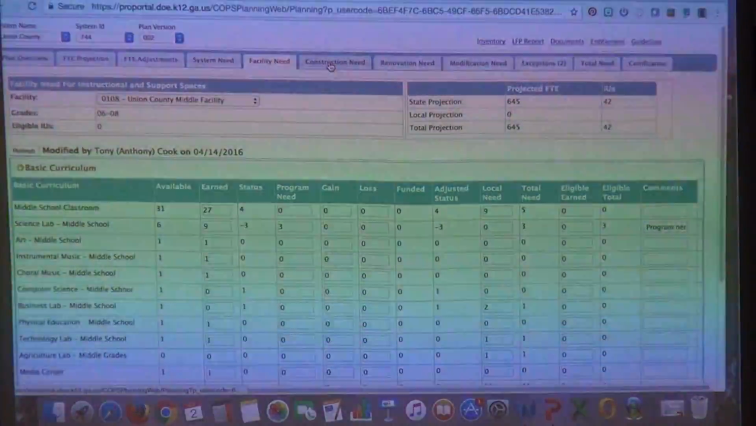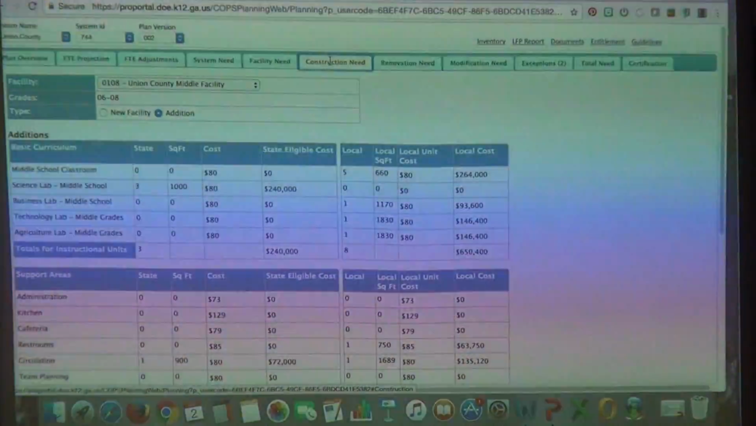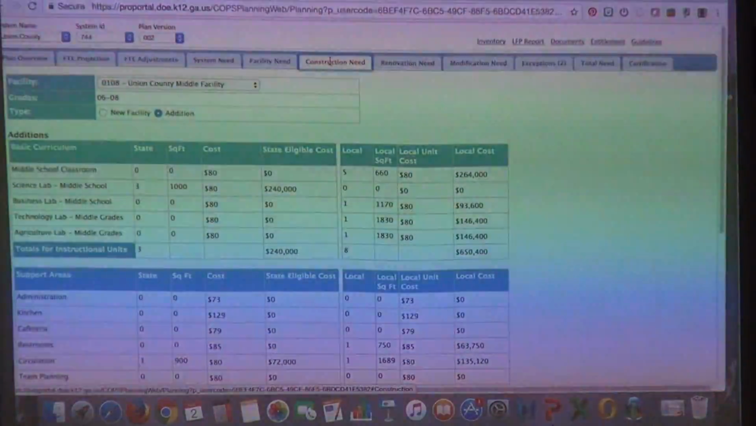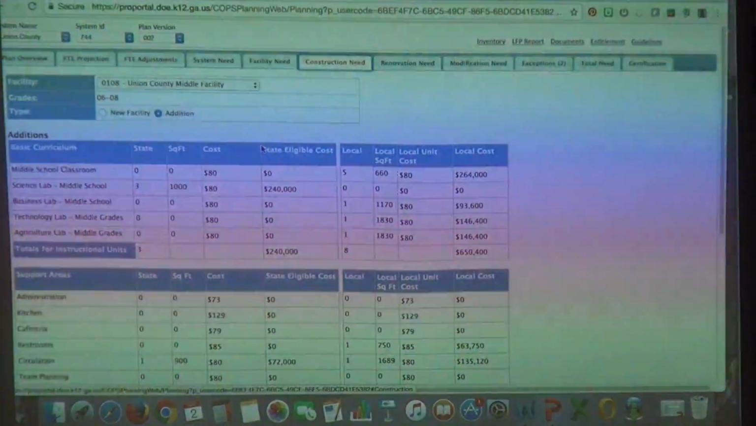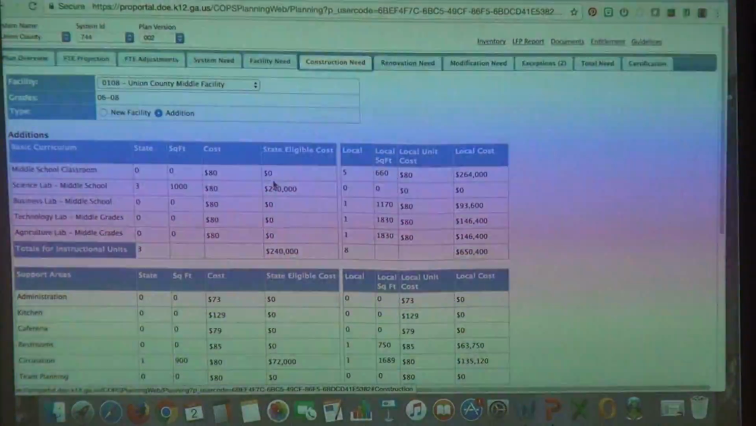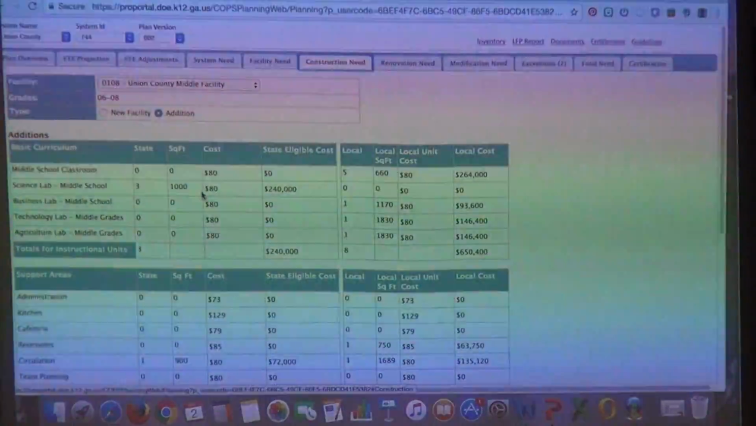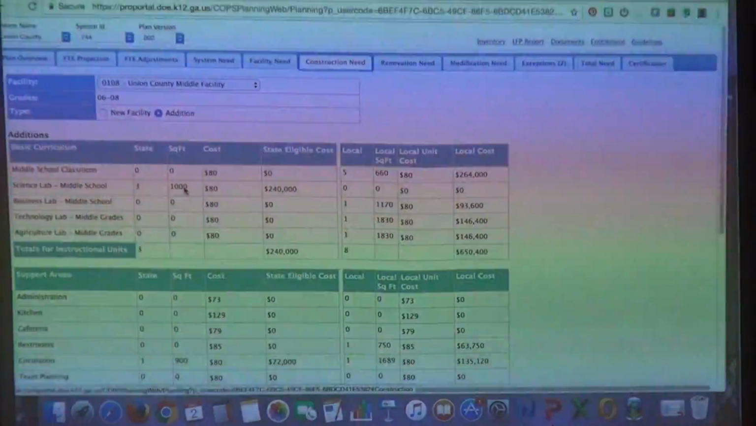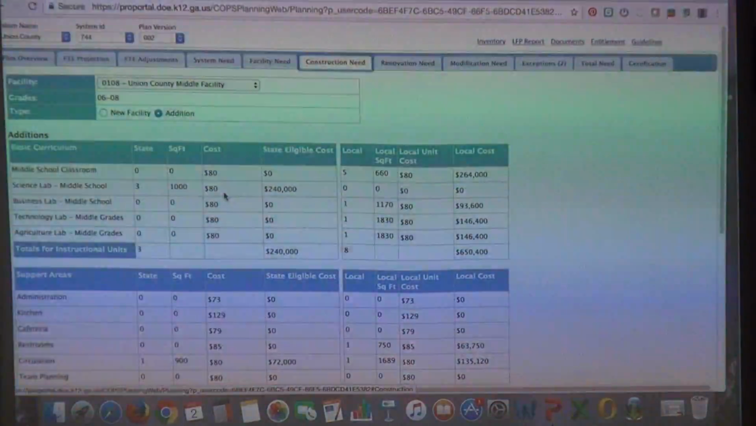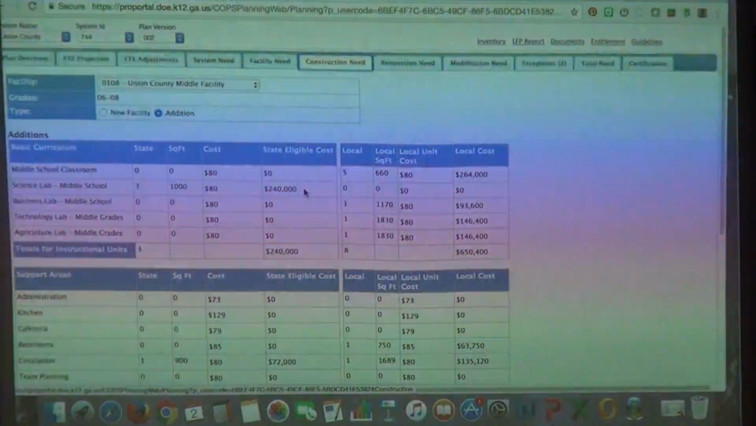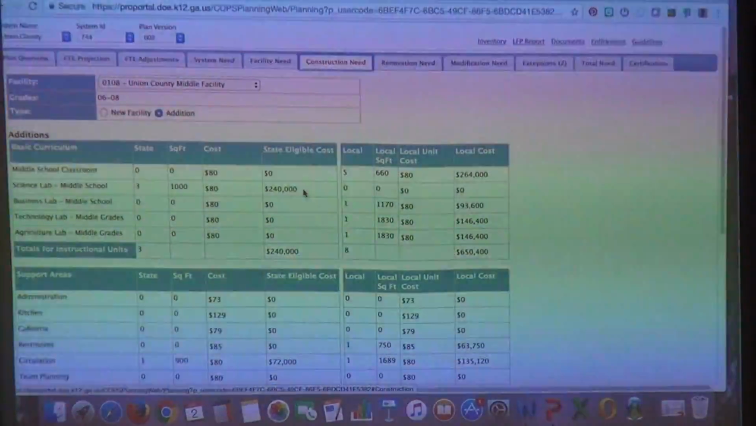And then you'll see at the middle school, there will be a construction need tab. Most of the time, all these numbers, the state and the square feet and the cost and so on, well, the cost is always going to be there, but these are always going to be zeros. But since you have a program need at your middle school, you have a need for 3 science labs of 1,000 square feet each. The state allots $80 per square foot for the cost of construction of that science lab. So they're saying that they will participate at $240,000 to help you build those science classrooms if you decide to do it.